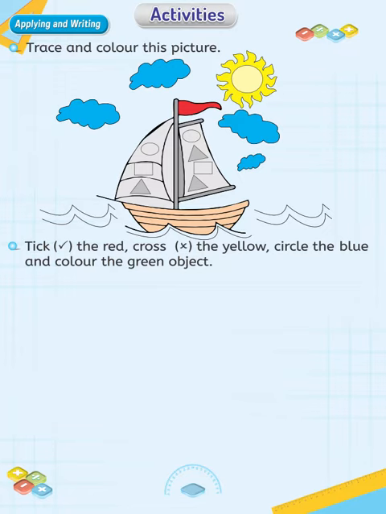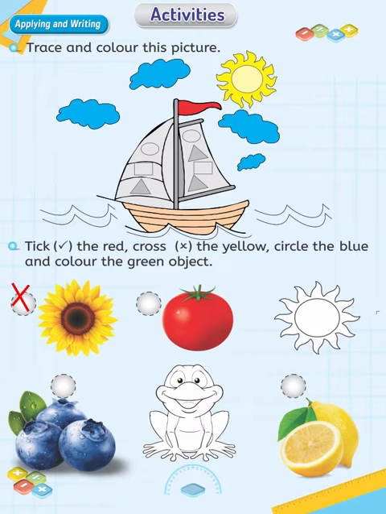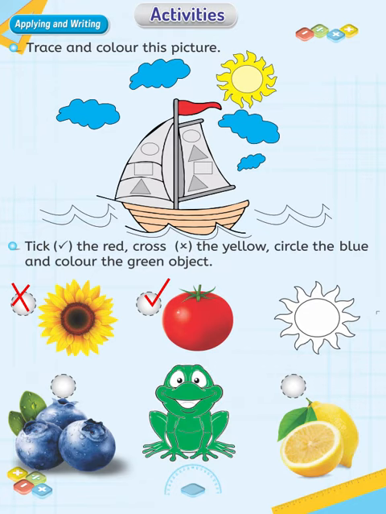Tick the red, cross the yellow, circle the blue, and color the green objects. The sunflower has yellow color, so cross the sunflower. The tomato has red color, hence tick the tomato. A frog has green color. Now color the frog in green.